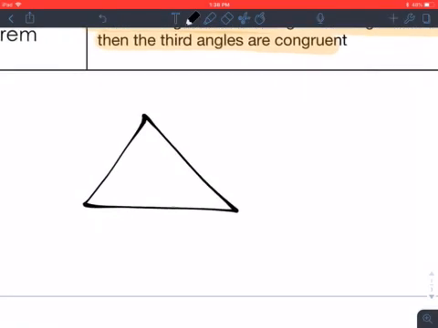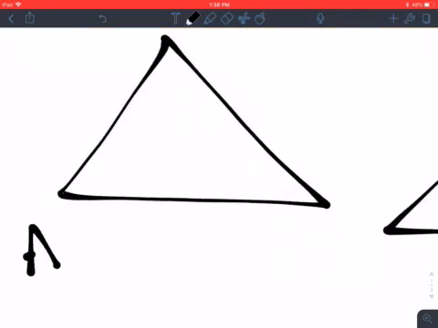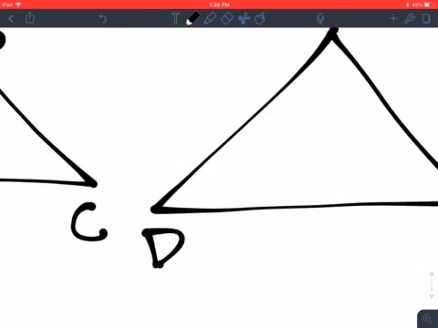So let's say I have these two triangles. All right, now I don't know that they're congruent, all right? That's not dependent on here. All we're talking about are the angles themselves. So let's say this is triangle ABC, and this is triangle DEF.